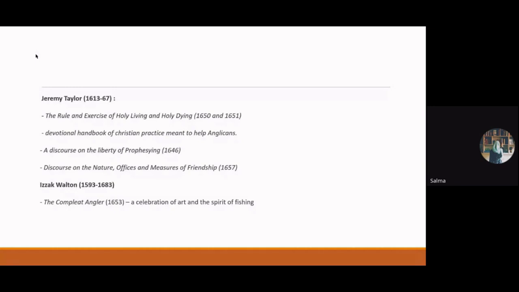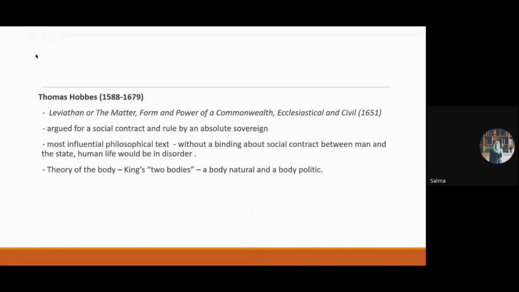Then moving to Isaac Walton, who has written this work, The Complete Angler. This work is a celebration of art and the spirit of fishing. Okay. Then moving to Thomas Hobbes, as we all know, Leviathan, or the Matter, Form, and Power of a Commonwealth, Ecclesiastical and Civil, published in the year 1651. He argued for a social contract and rule by an absolute sovereign. He says a rule should be made to make an absolute society, to make an absolute sovereign.